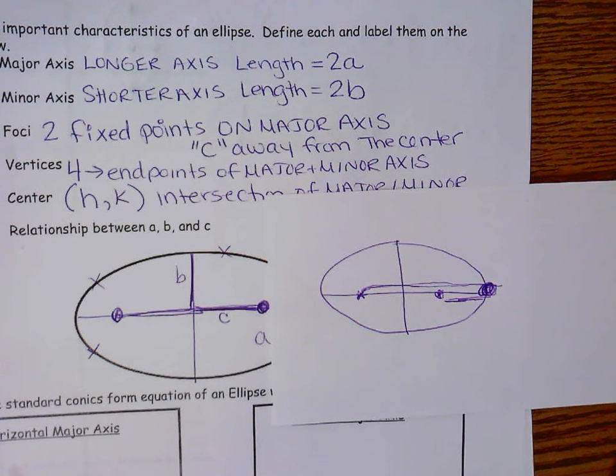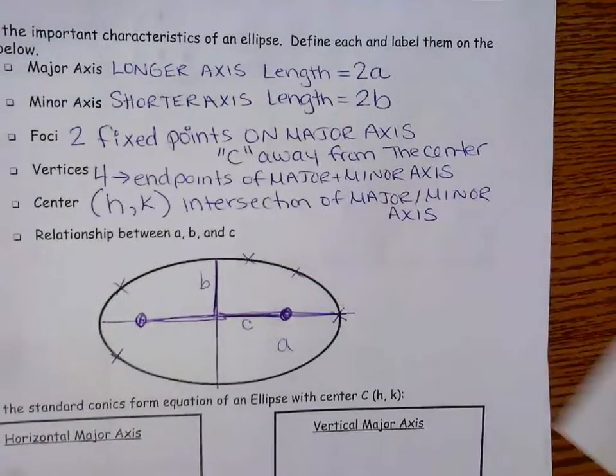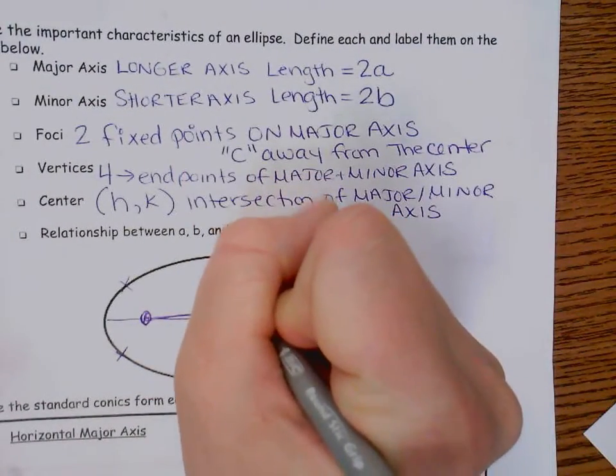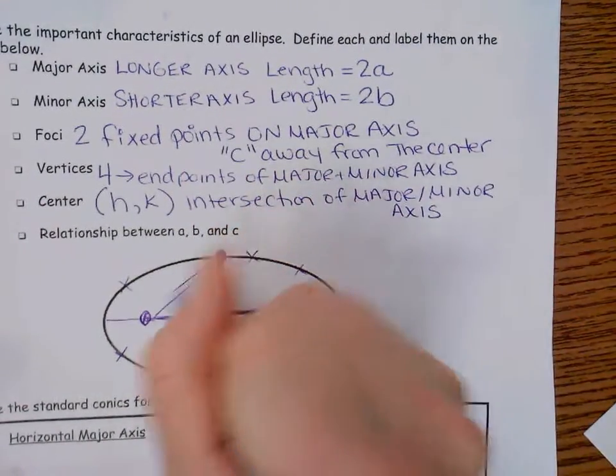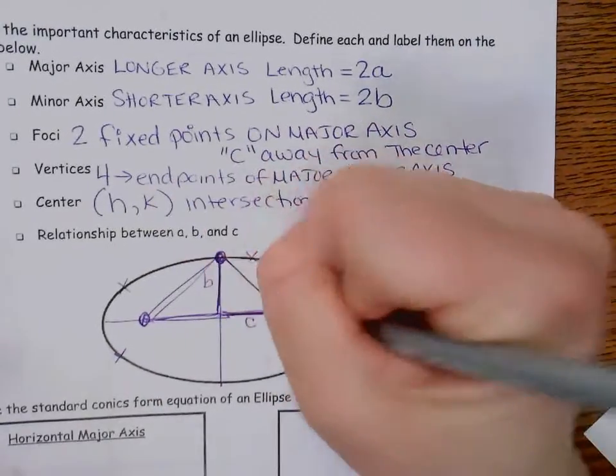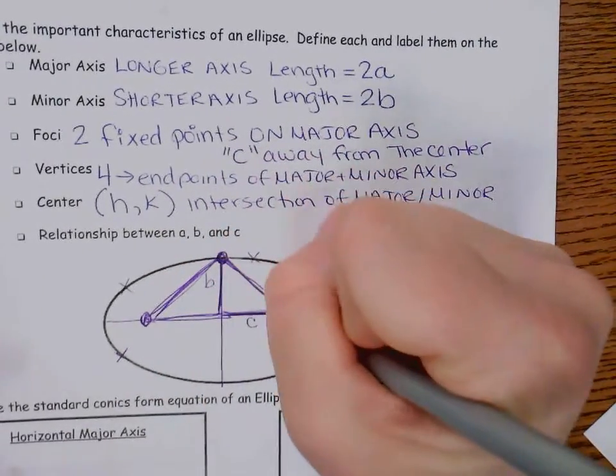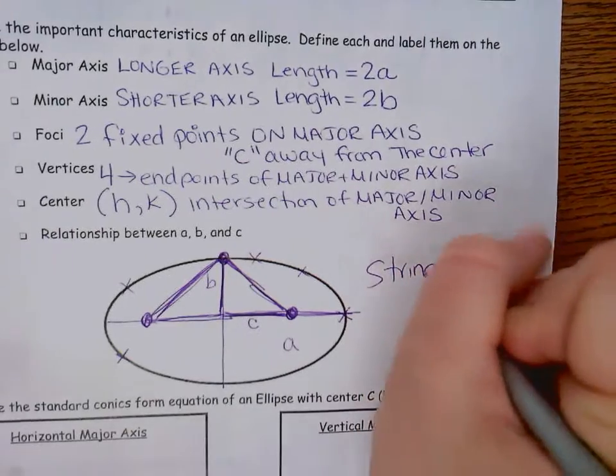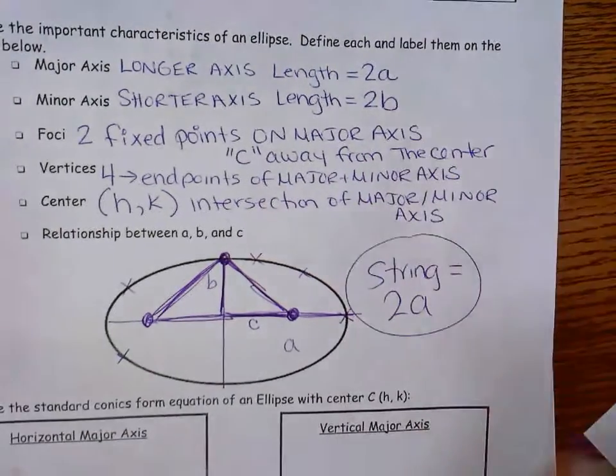And if the string is stretched tight from the two focal points, this piece of string has to fit in this window if this is equal distance. So this length is 2a. So if the string is equal to 2a, and I want to reach up to this point from my two focal points, here's my string again. The string always equals 2a.